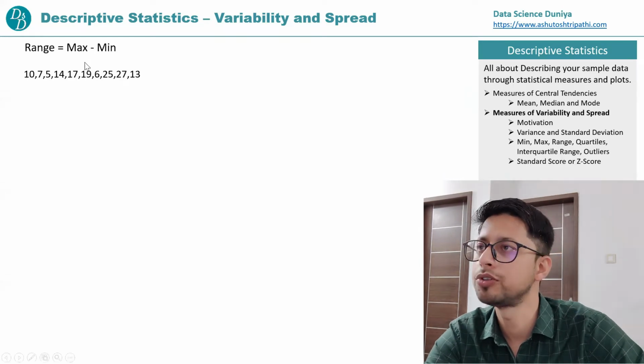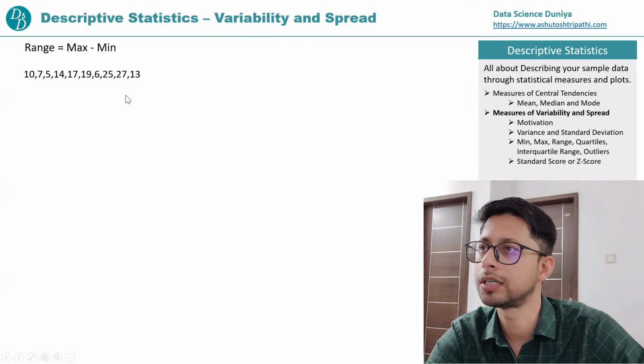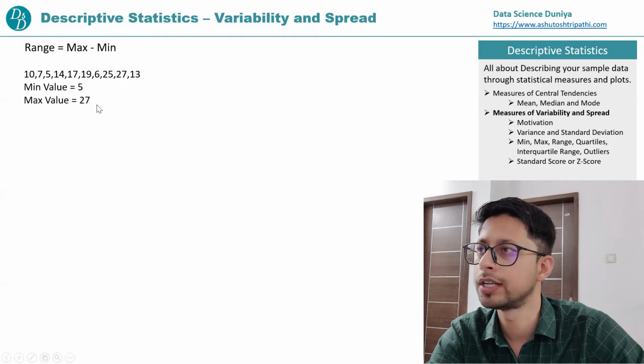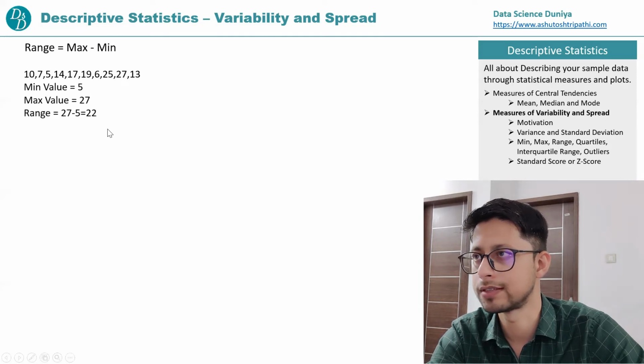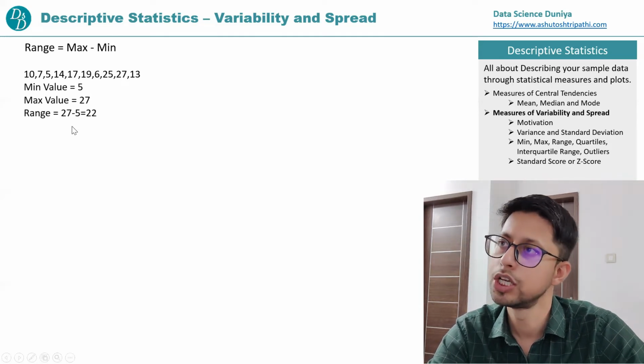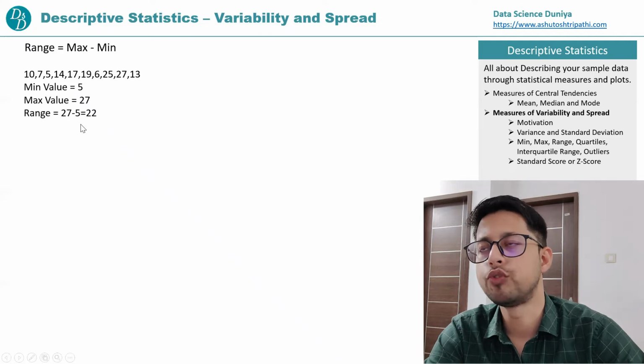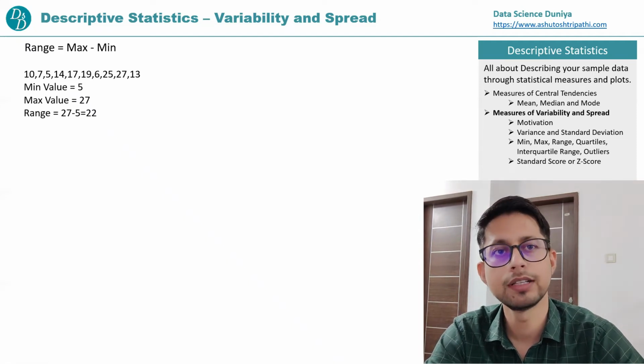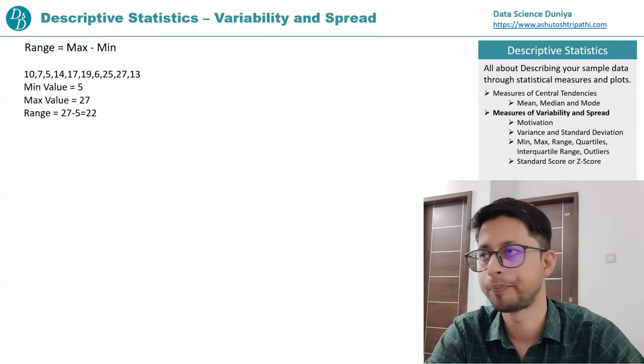So for example, suppose you have these numbers. These are the numbers available in your data set in one particular column. Then what is the range for that? For that, we just identify the minimum value, and then we identify the maximum value, and then you take the difference, and that becomes your range. Okay. So range basically tells you in what range your data values are varying, and that's why this is also a measure of variability.